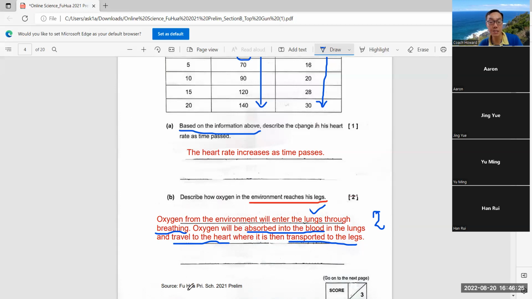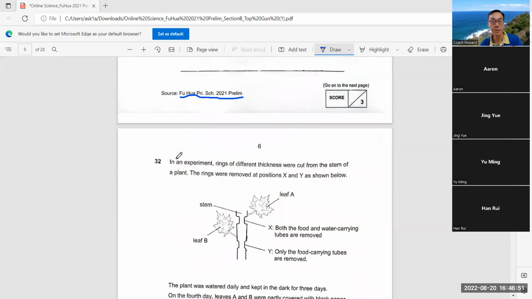Okay, so once again, this is actually an actual prelim paper from a school last year, from Fuhua Primary School. So I did a screenshot and I will send the answer to you all shortly. So meanwhile, this is the answer. Okay, next question, also commonly tested. Put an asterisk here. This type of question is even more commonly tested, so you take note.